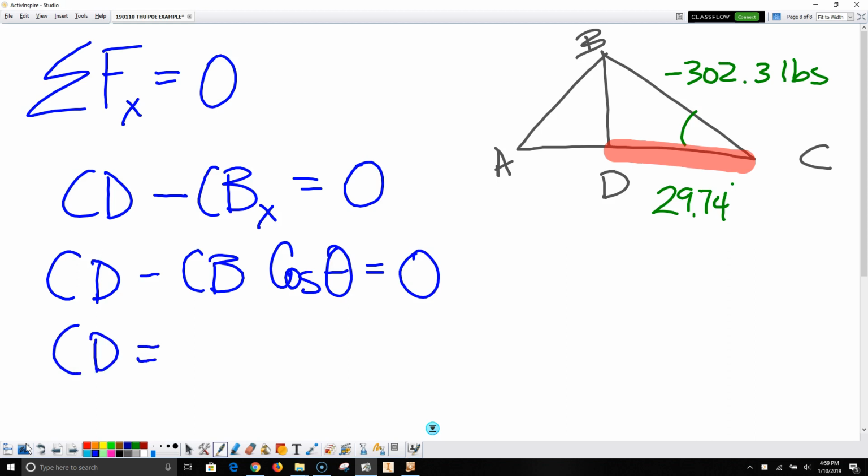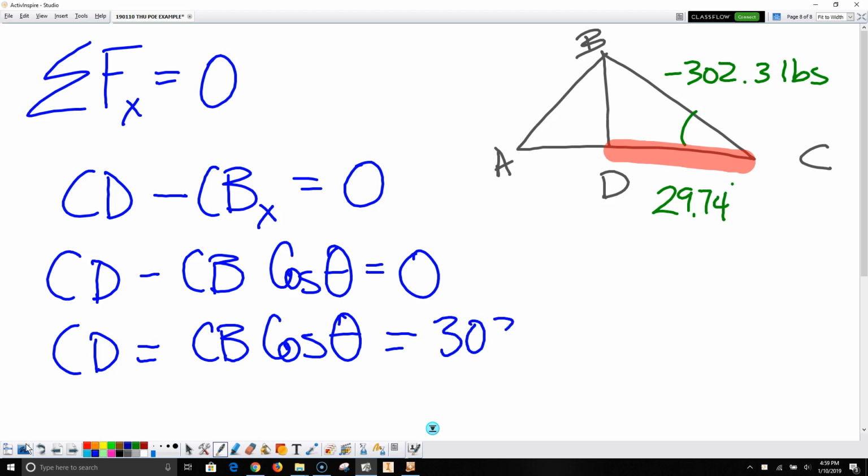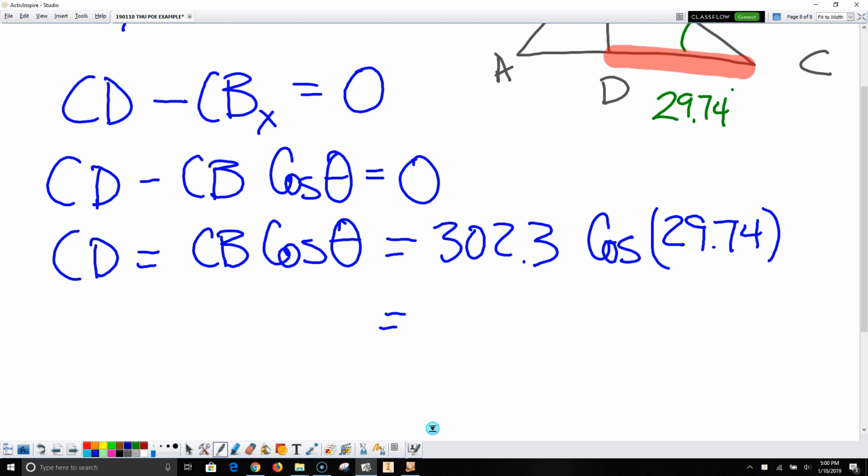CD is equal to CB cosine theta. Notice we lost the negative when we moved it to the other side. And we know that CB is 302.3 and cosine 29.74. And when you calculate that, you should get something like 262.5. I think I have a rounding error here, so we'll call that pounds.